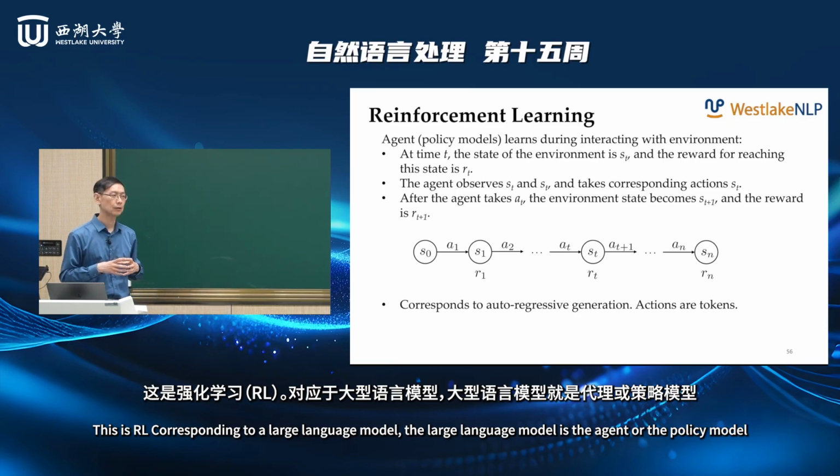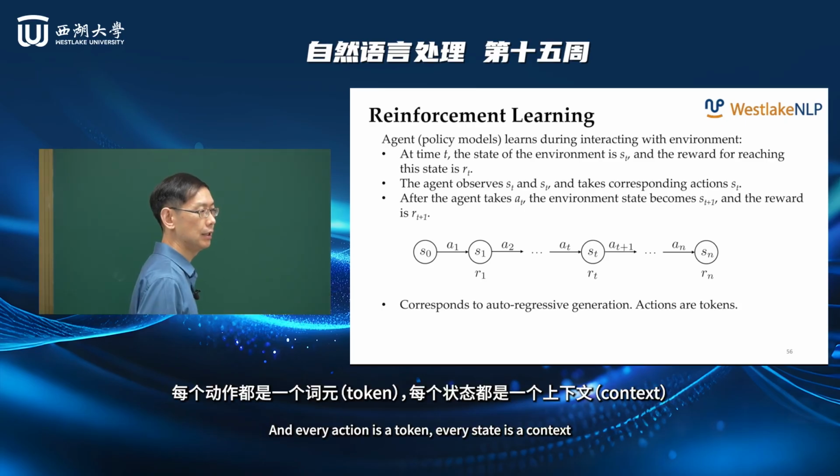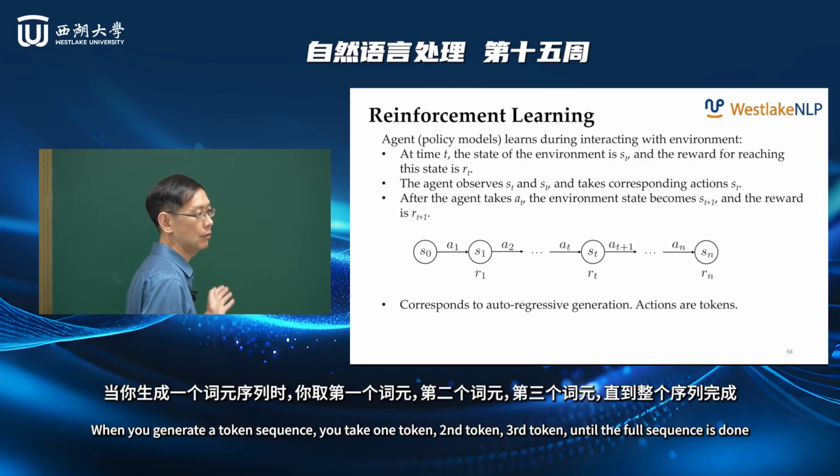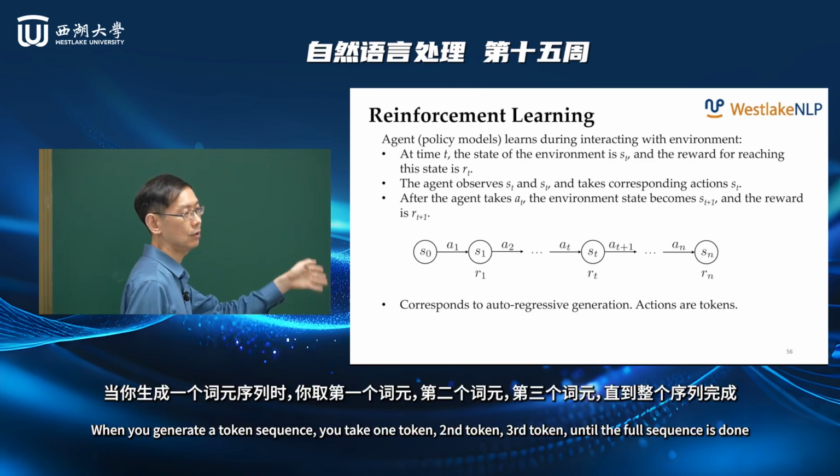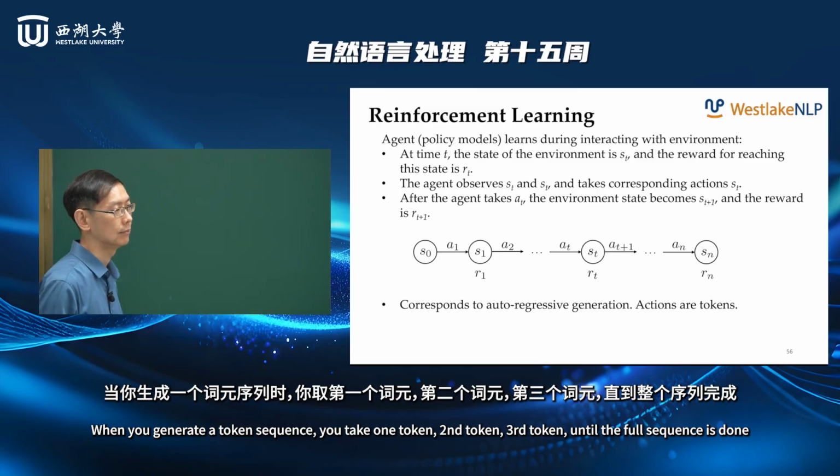So corresponding to a large language model, the large language model is the agent or the policy model. And every action is a token. Every state is a context. So when you generate a token sequence, you take one token, second token, third token, until the full sequence is done.